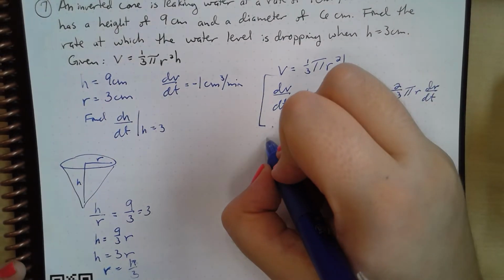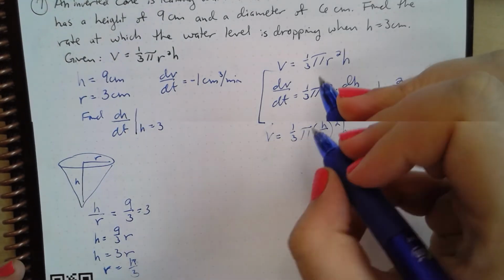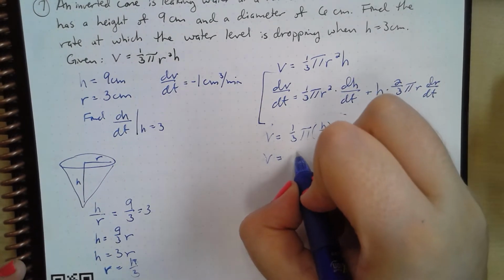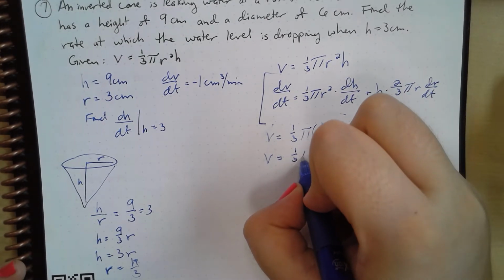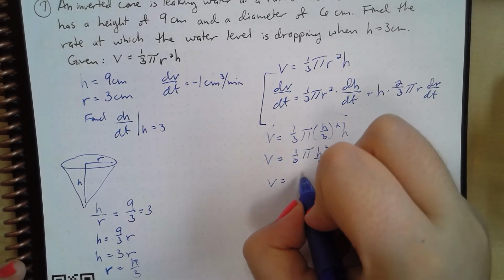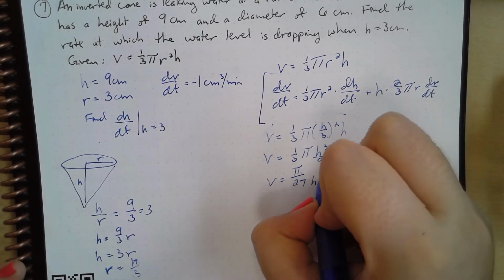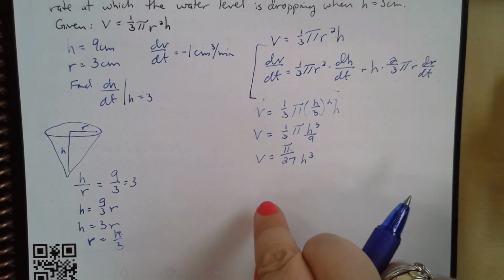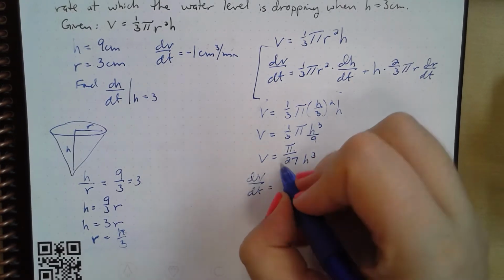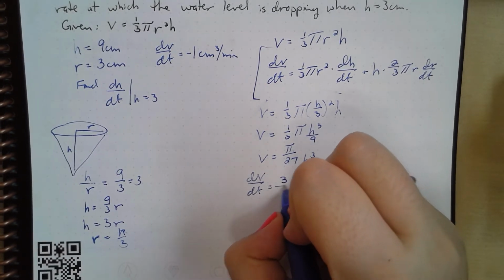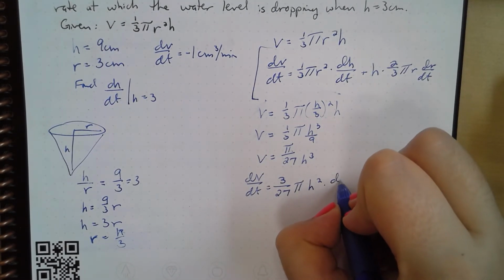So now, V is equal to 1/3 pi times h over 3 squared times h. So V is equal to 1/3 times pi h cubed over 9, so V is equal to pi over 27 h cubed. Now this is where I'm going to take my implicit differentiation. So dV over dt is equal to 3 over 27 pi h squared times dH over dt.